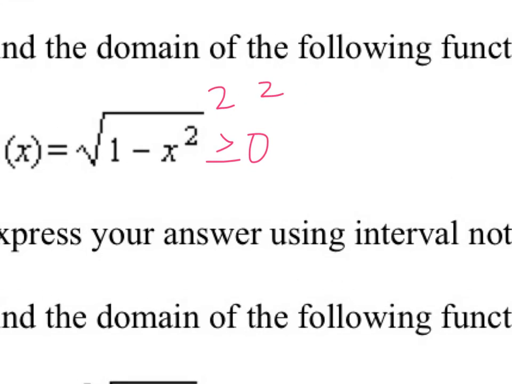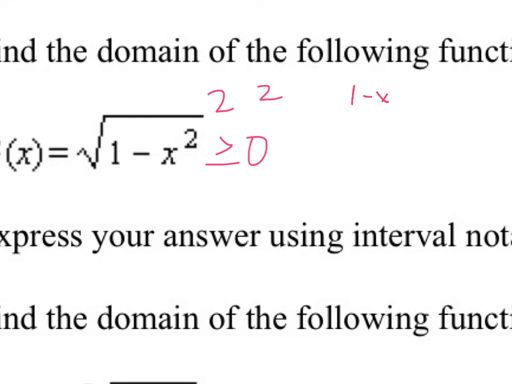Square both sides. You have 1 minus x squared greater than or equal to 0. Now what? Get x by itself. Come on. Minus 1. Negative x squared greater than or equal to negative 1. Now what? Ryan, you with me? Now what? How do I solve this? Negative x squared greater than or equal to negative 1.